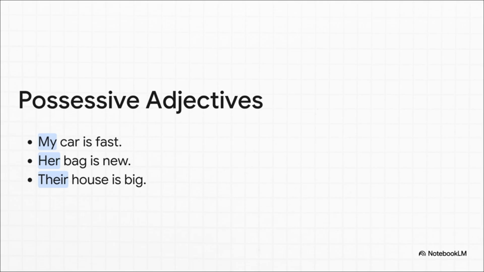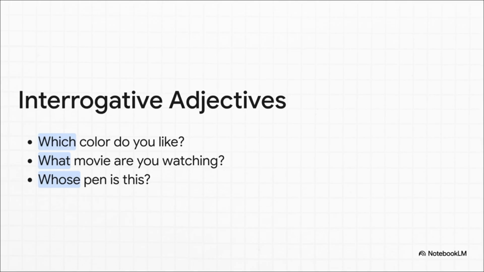Possessive adjectives, these are super straightforward. They just show who owns something. Words like my, your, her, his, and their make it crystal clear who the noun belongs to. It's not just any car, it's my car. And finally, to round out our toolbox, we have interrogative adjectives. These are your question starters. Which, what, and whose.